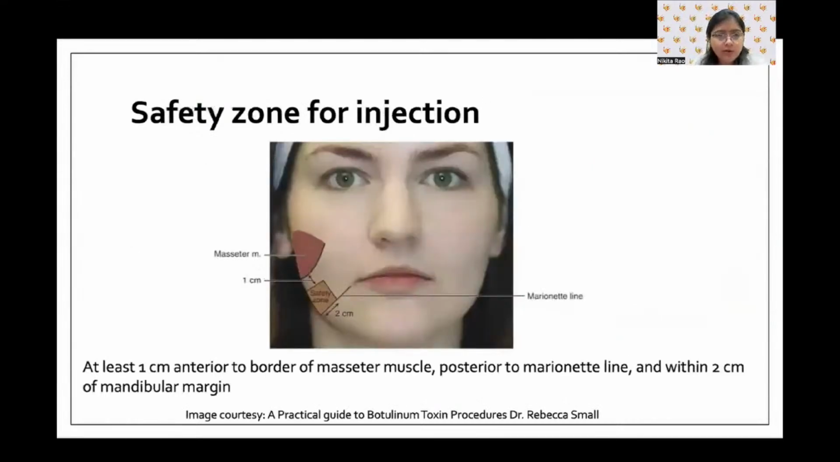The safety zone for injecting into the DAO is at least 1 centimeter anterior to the masseter border, posterior to the marionette line, and within 2 centimeter from the mandibular margin.